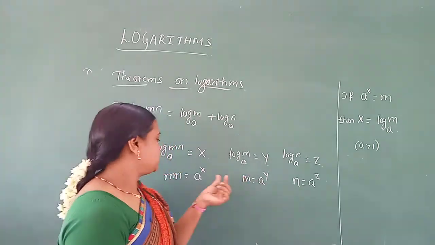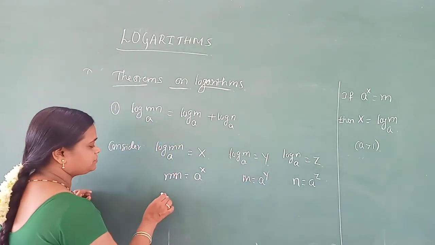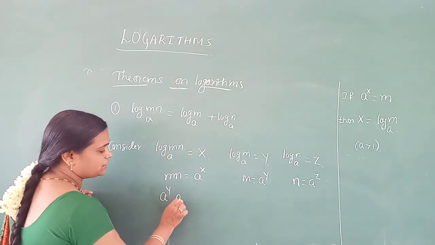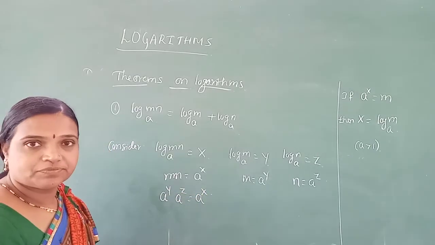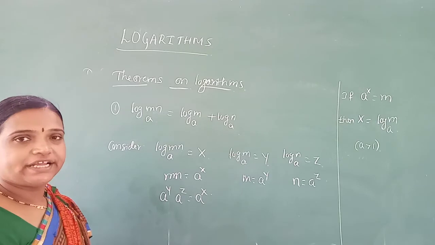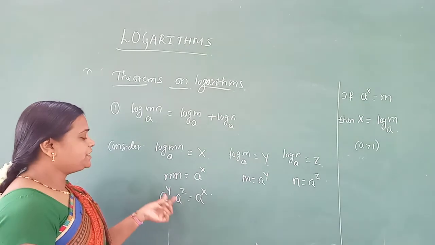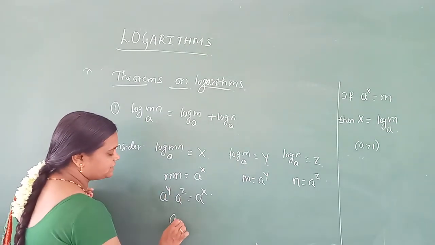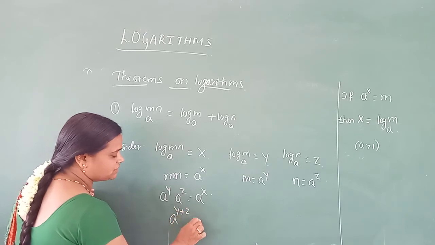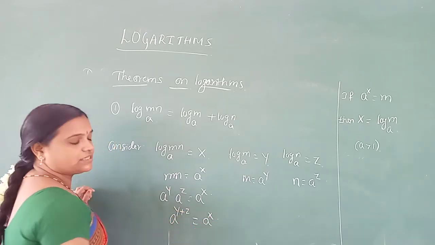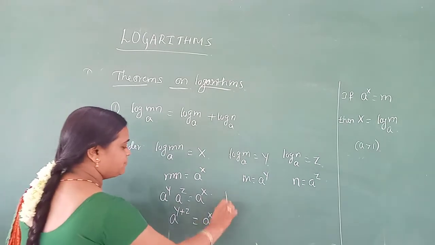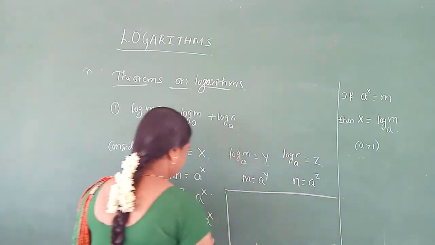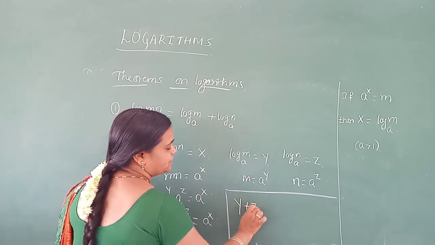Means we know that in the form of exponential, the m value is a to the power y, the n value is a to the power z. Those two values we can substitute here. We get a to the power y into a to the power z is a to the power x. According to the theory of indices, we know that a to the power y into a to the power z, if the base is the same, we can write y plus z. See, y plus z is x.